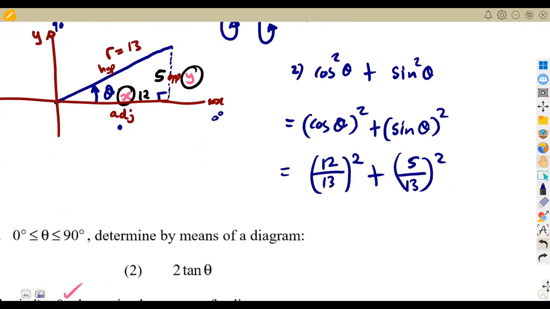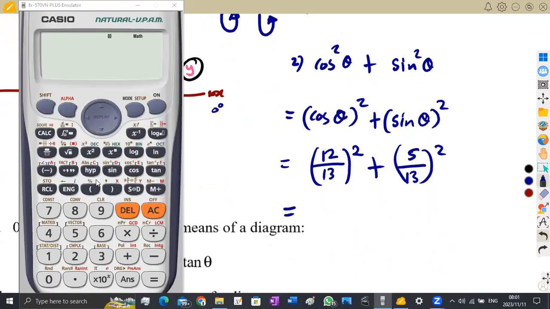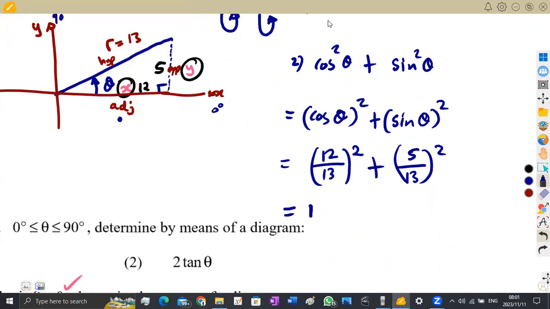So as we can see here, we have to simplify. Let us just see our calculator. There's something that we are going to deduce and talk about at the end. So this is 12 over 13, you square this, plus, open a bracket, 5 over 13, close the bracket, square it, it is going to give us a 1. So as we can see, this whole part gives us a 1.